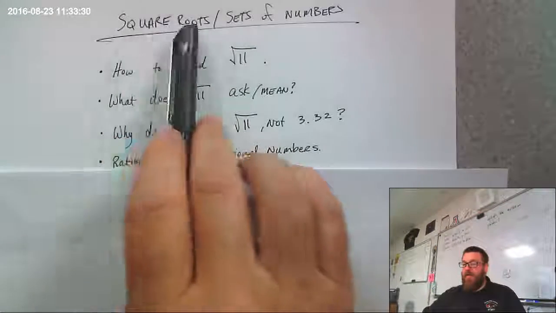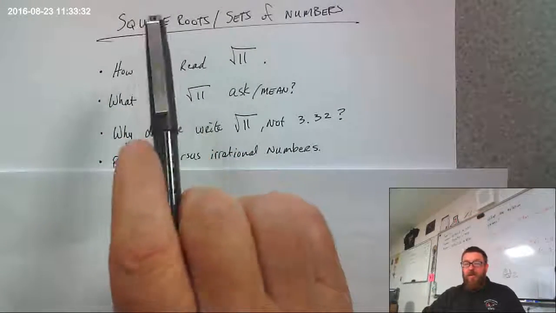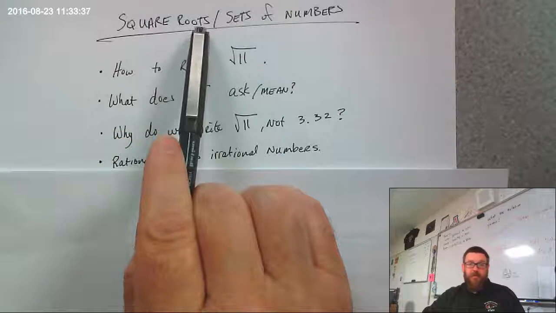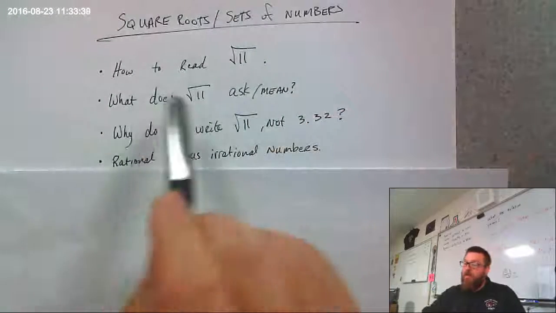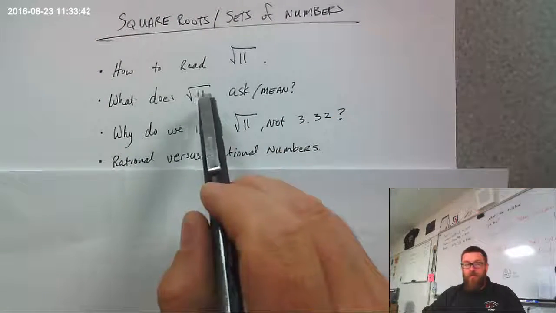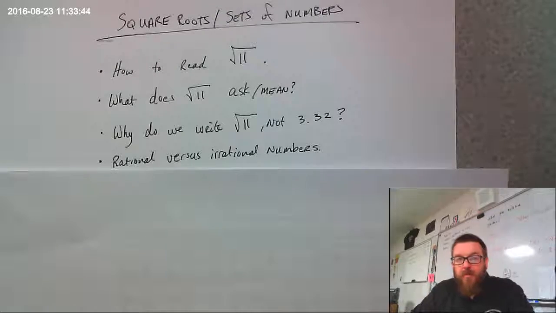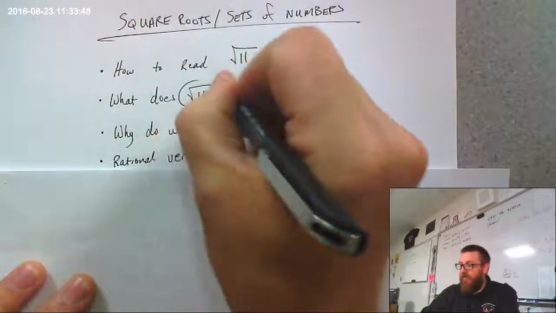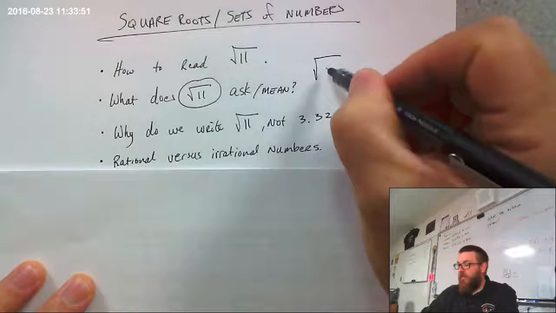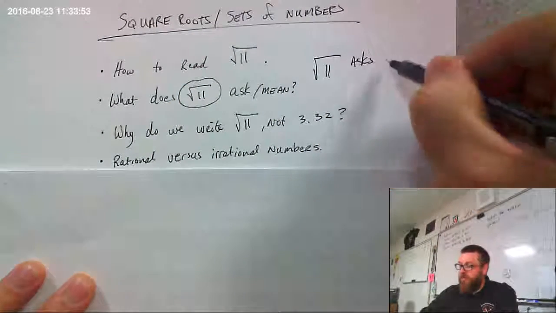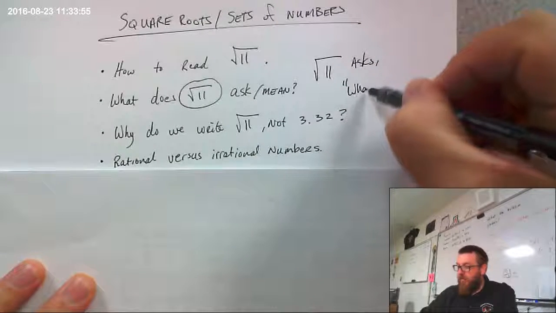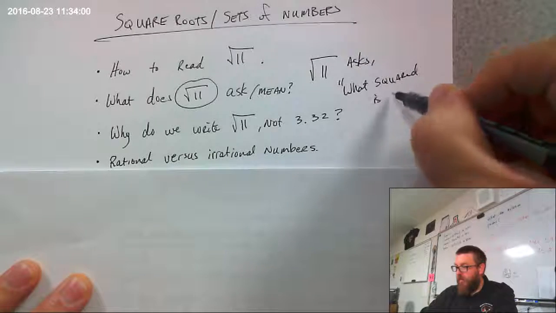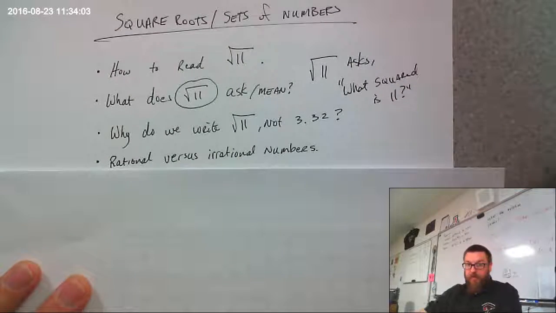A square root's asking, if I know the area of a square, how long is each side? Where does it start from? That's what it means. What does the square root of 11 ask? Another way to say it is, what number squared is 11? So the square root of 11 asks, what squared is 11? That's what it asks for.